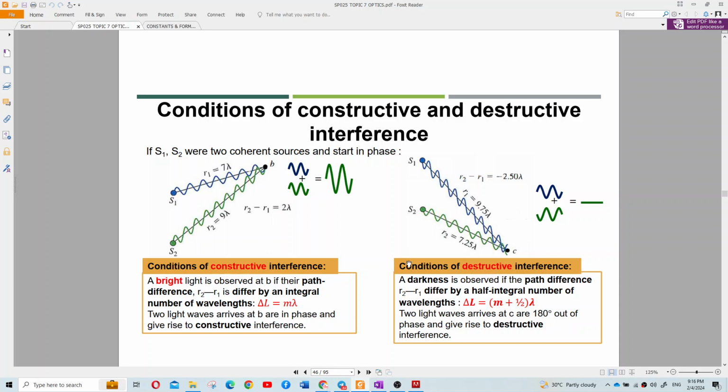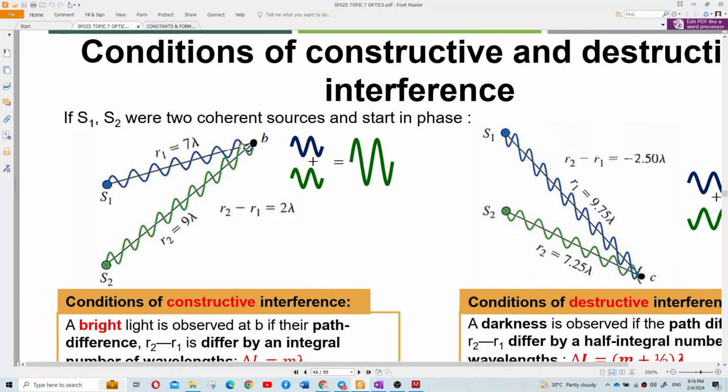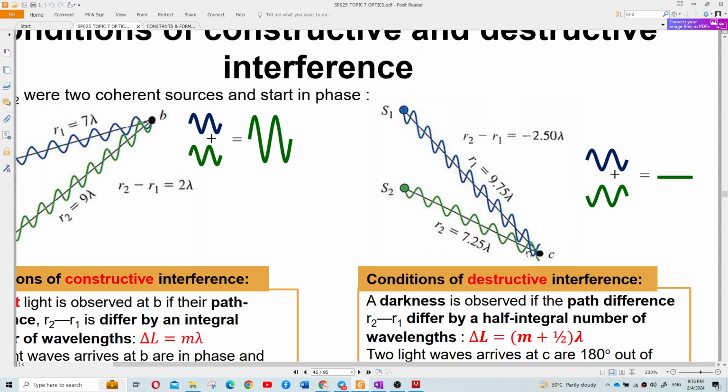Okay, maybe this one, you look carefully. At this part, the point B here is the same direction, so constructive interference. But this one, the blue one is going down, the green one is going up. So opposite direction. So they have destructive interference.